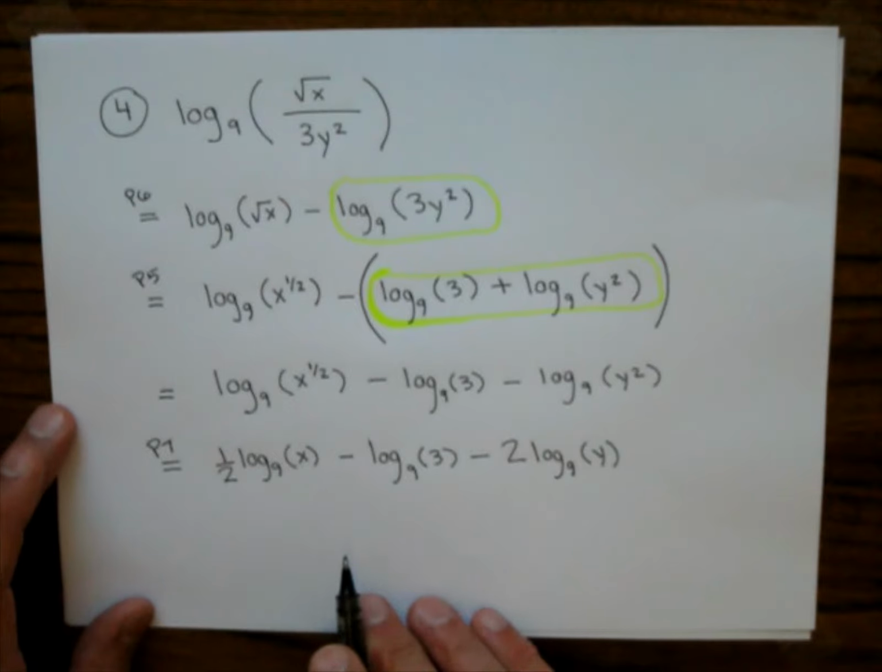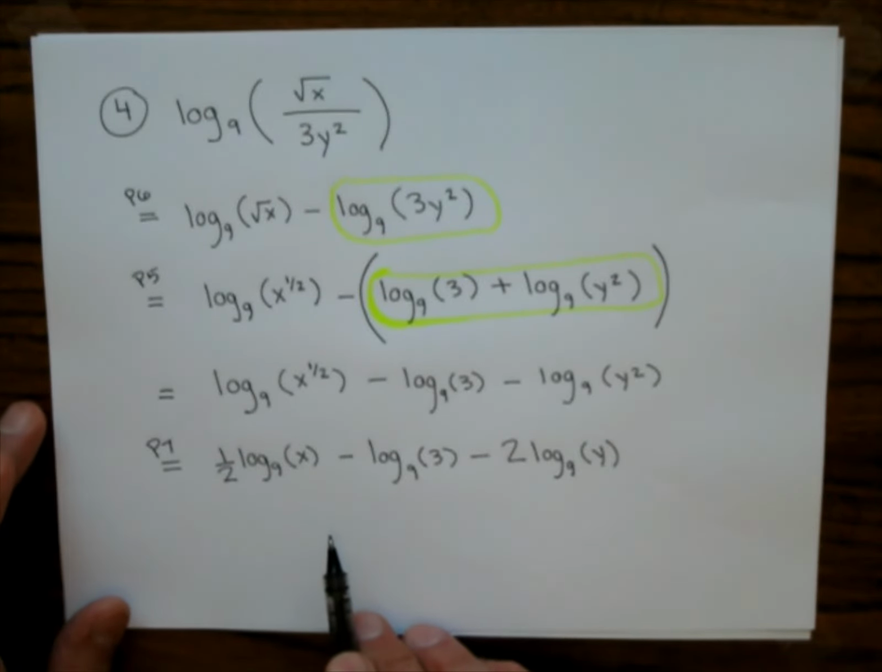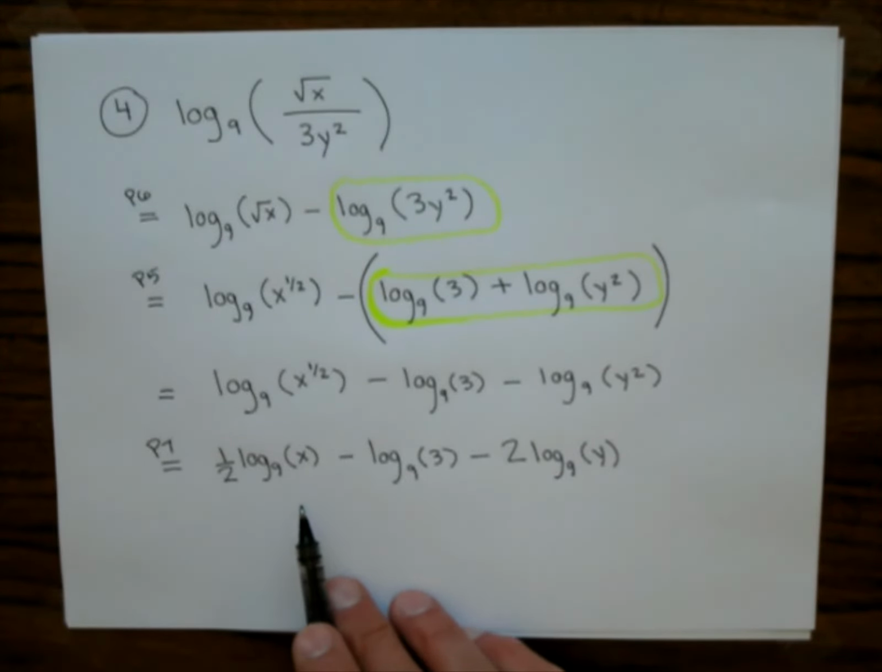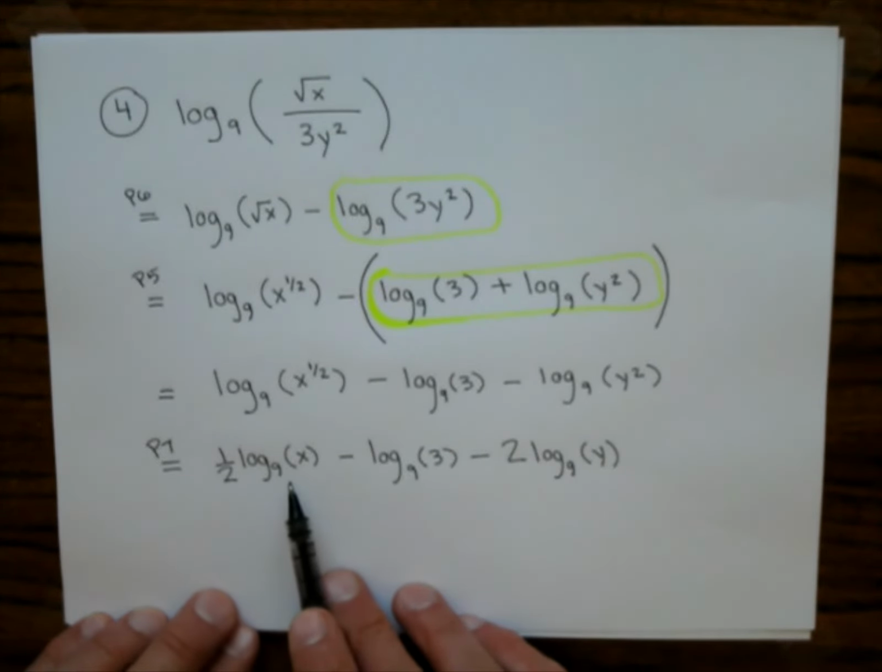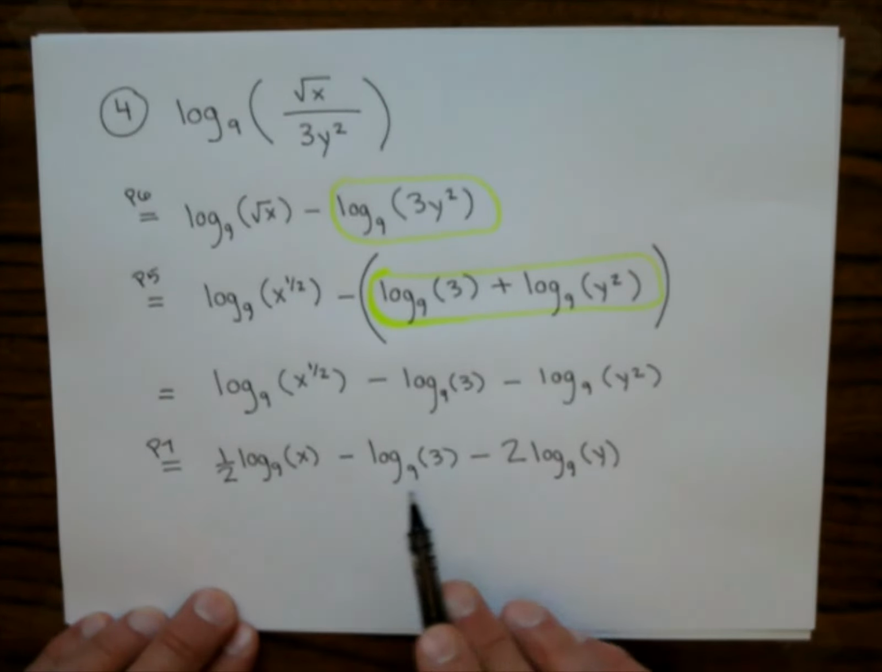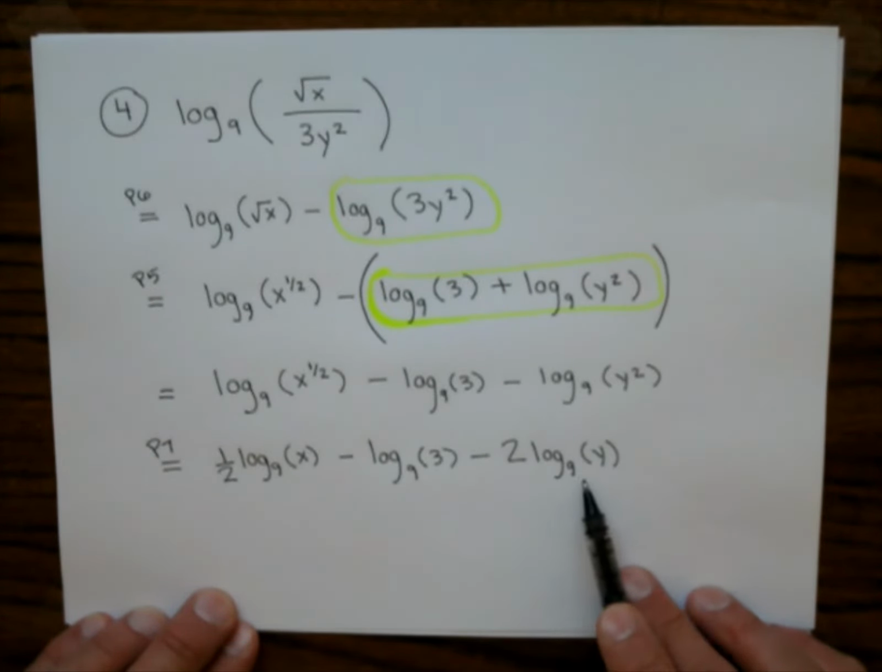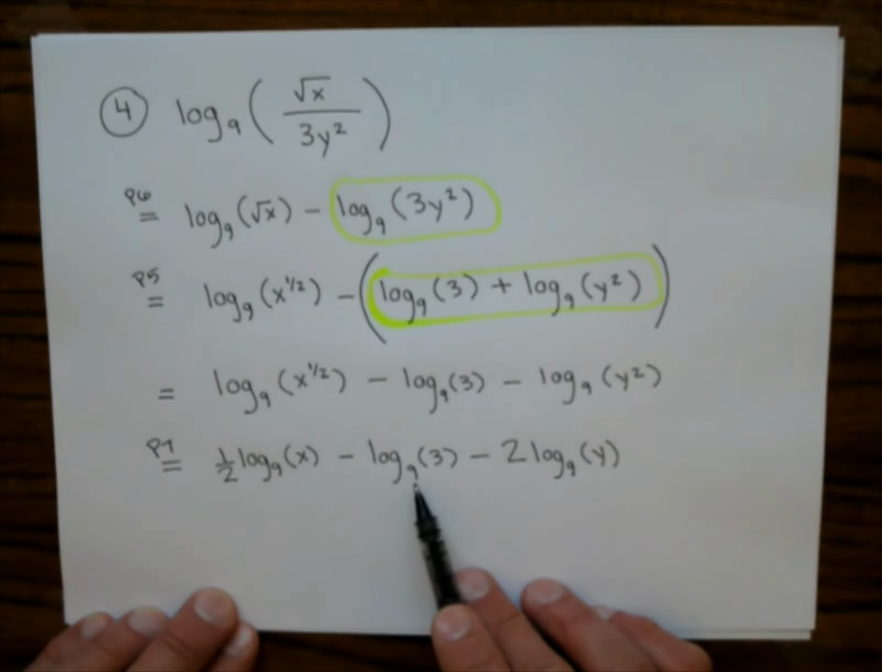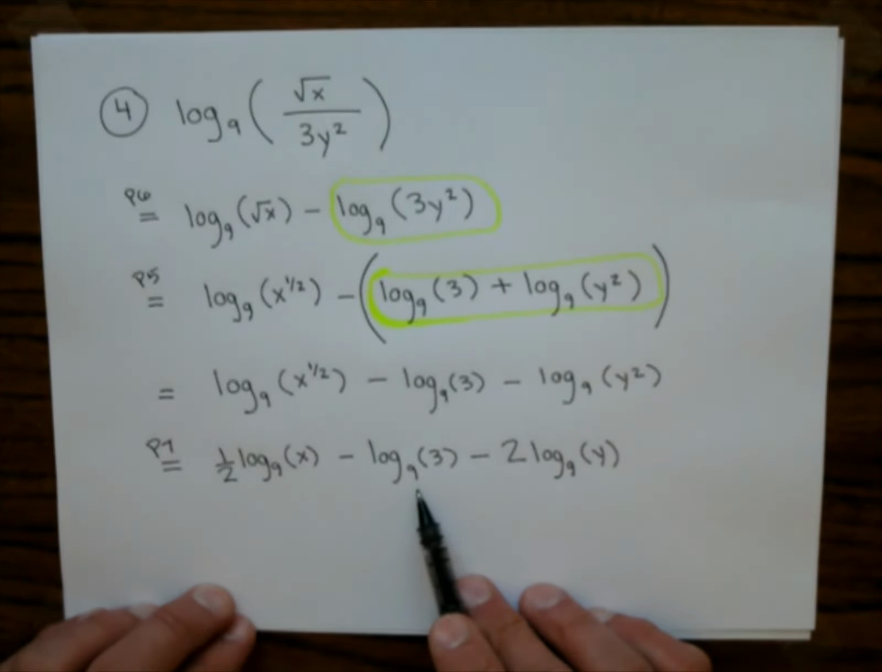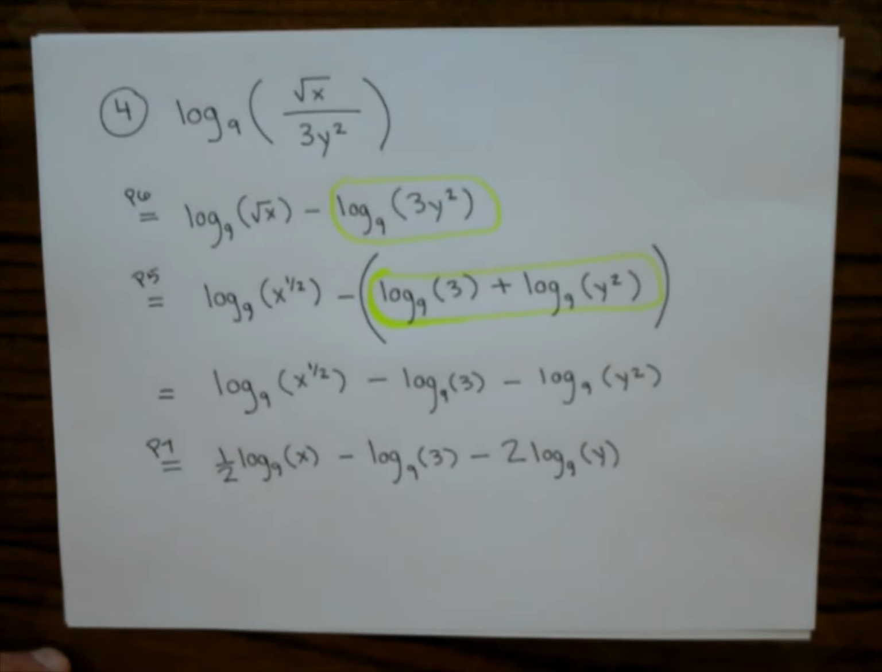So it appears that we are finished expanding the logs. We don't have any products, quotients, powers, or roots. There's no common base between 9 and x, because we don't know what x is, and there's no common base between 9 and y. But is there a common base that we can think of between 9 and 3? And the answer to that question is, yeah, I think the common base is 3.